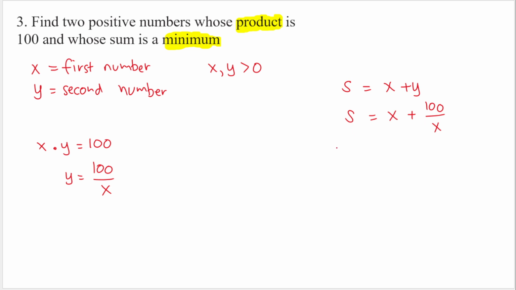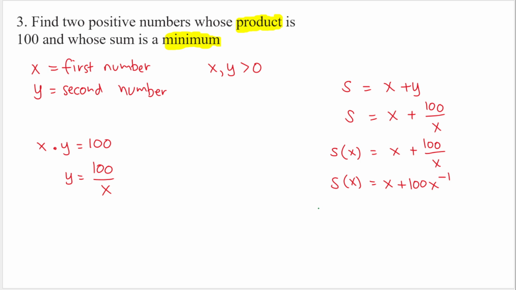Okay, but now S only depends on x. We can rewrite this S as a function of x. So we will have S(x) is equal to x plus 100 divided by x. Okay, I think because we want to use the power rule later, it is easiest to make it in the power notation. So I will make it like this. So S(x) is equal to x plus 100 x to the minus 1. Okay, that's good.